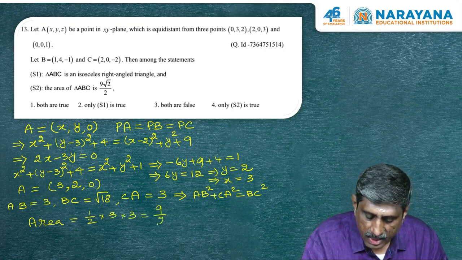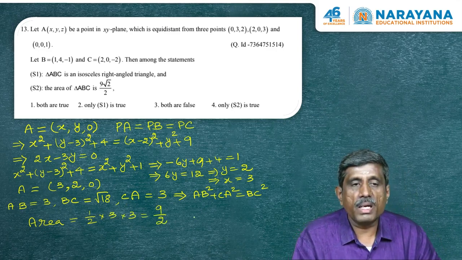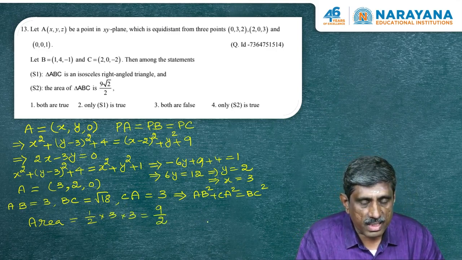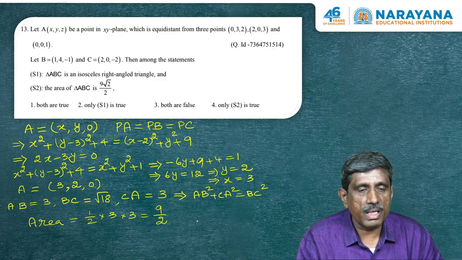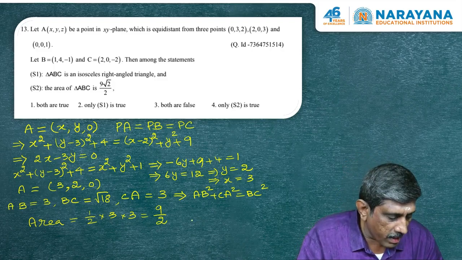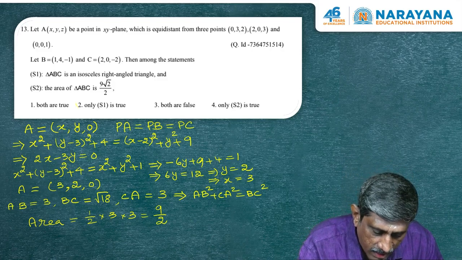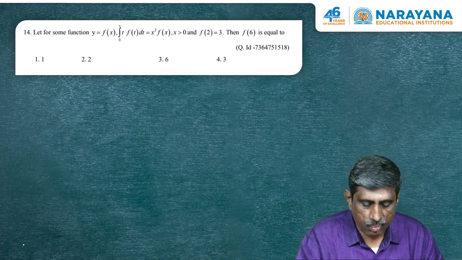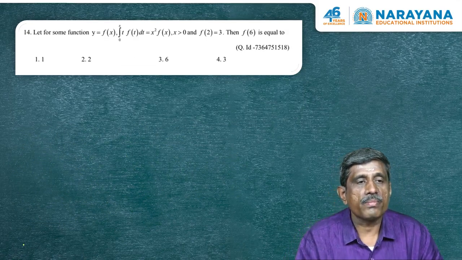So, area of the triangle is going to be 9 by 2 here, but it is given as 9 root 2 divided by 2, which is wrong, which is 9 by root 2 we are getting, but 9 by 2 is the correct answer. Therefore, only statement 1 S1 is the correct answer. That is question number 13. Let us move on to question number 14.